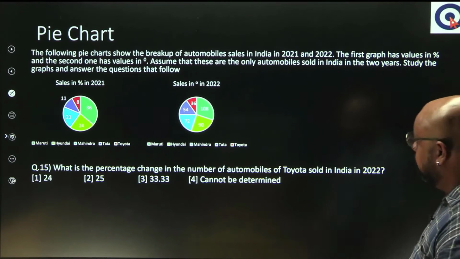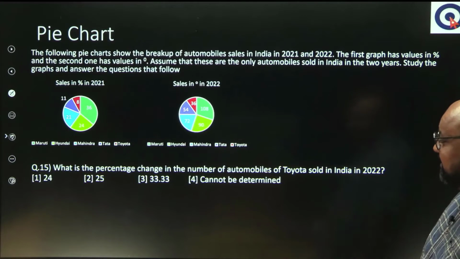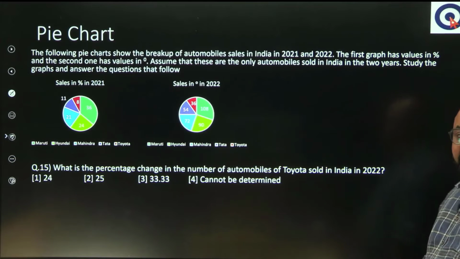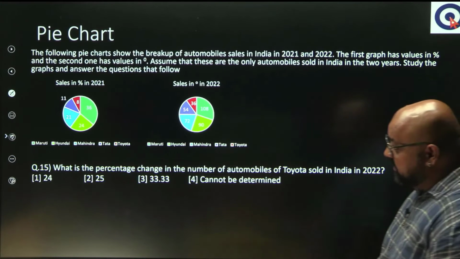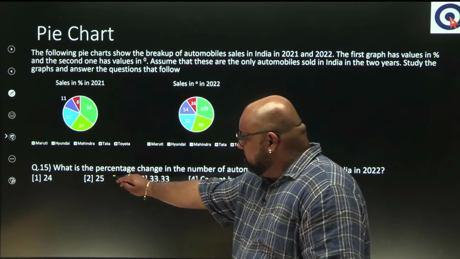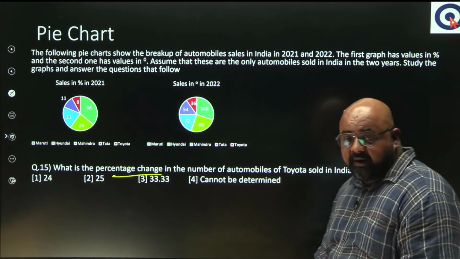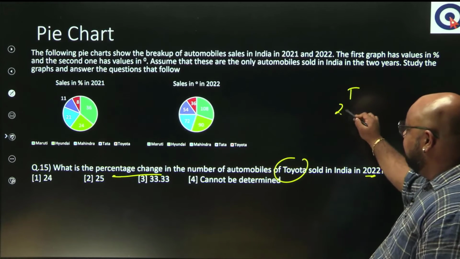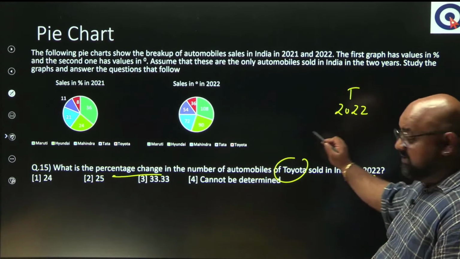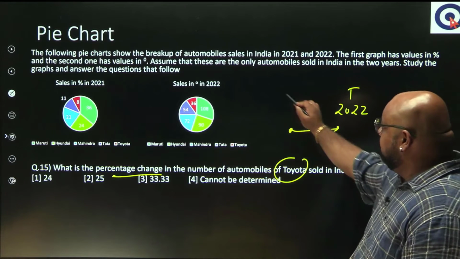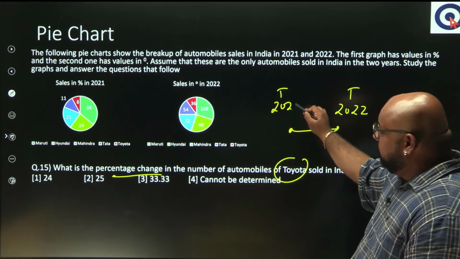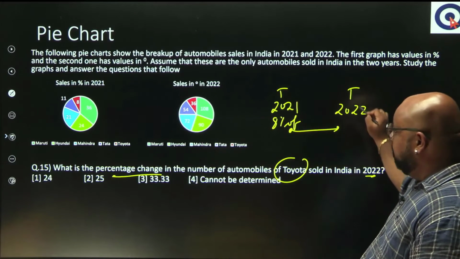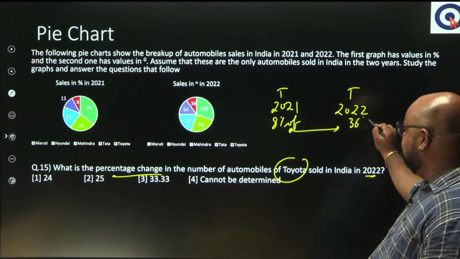The next question says, what is the percentage change in number of automobiles of Toyota sold in India in 2022? Percentage change in what number? Automobiles of Toyota sold in 22. So Toyota in 2022, if you have to find out percentage change, it will be over Toyota in 2021. In 2021, Toyota was 8% of the total. In 2022, Toyota is 36 degrees of the total.